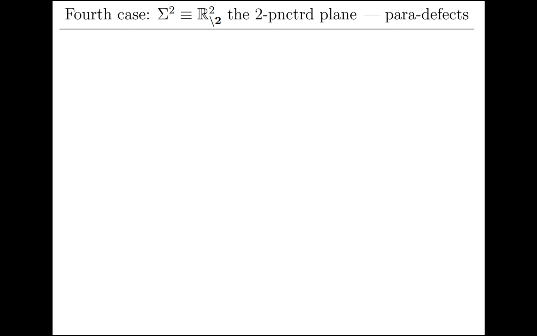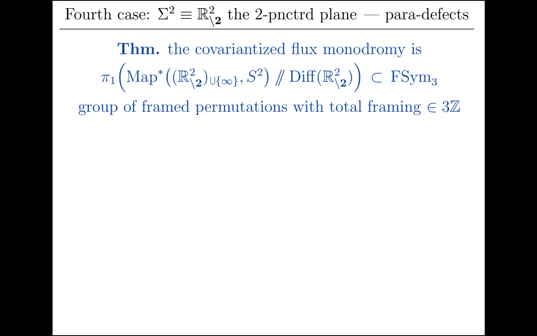Let's take the two-punctured plane. I'm denoting it here in this maybe somewhat non-standard but suggestive way. It's the plane R2, taking the complement of 2 points. So the boldface 2 means the set of 2 elements. We're removing that from R2, the 2-punctured plane. And we're going to see parastatistical defects. So again, we can just compute stuff.